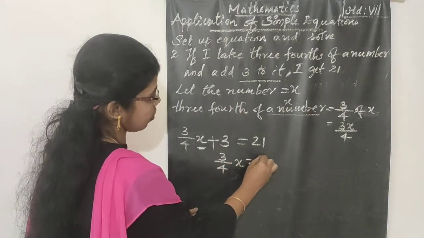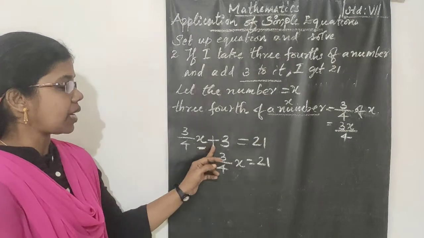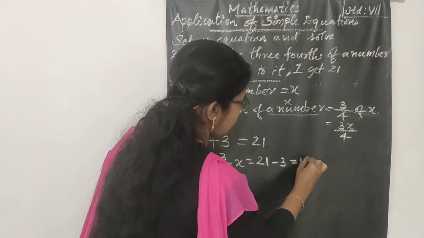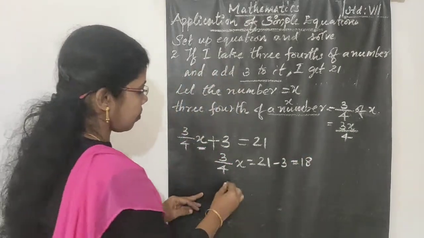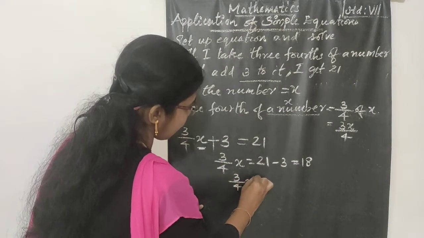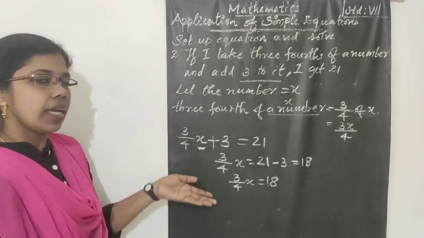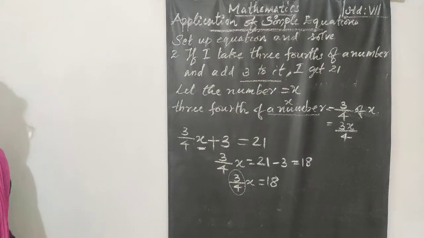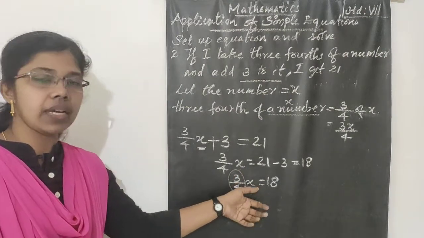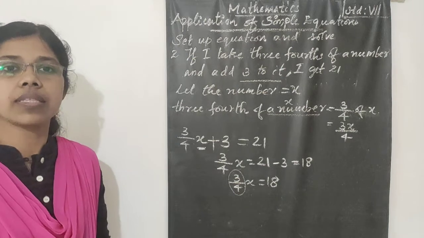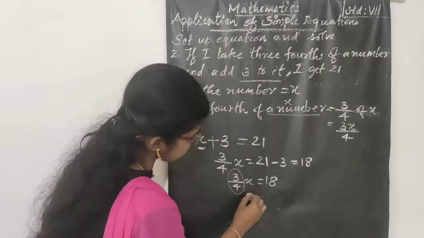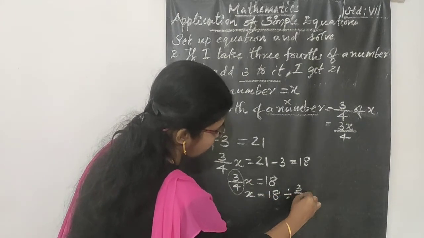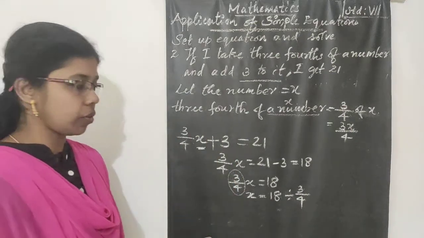3/4 x equal to 21 minus 3. Here this plus 3 transposes to RHS and changes into minus. That is equal to 18. That means we get 3/4 x equal to 18. Next step is to transpose this 3/4. 3/4 into x transposes to RHS and changes into division. So x equal to 18 divided by 3/4. 18 divided by 3/4 means what?